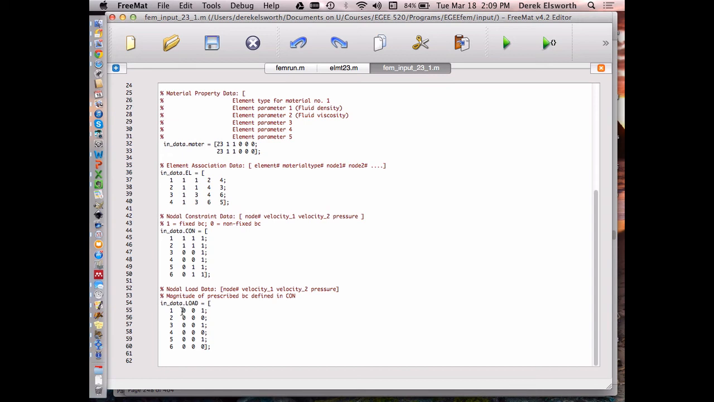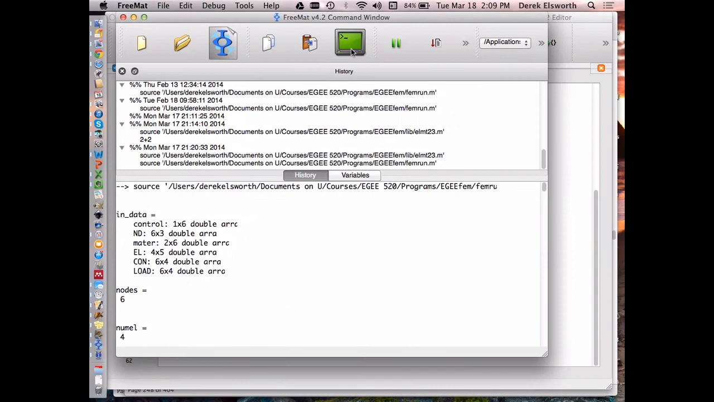And on this boundary, pressure is 0. On this boundary, pressure is 1. And so hopefully it's good to go. Let's see, the moment of truth, of course. I'm not going to trudge through all the output, but I think it should be set to run.